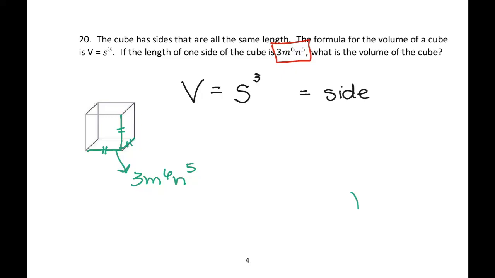So I'm going to take that 3m to the 6th n to the 5th, and I am going to take that to the 3rd power, because this is the length of my side. Then it becomes a power to a power. This 3 gets multiplied by every exponent on the inside of your expression. And if you don't have any exponents, you put a 1 on it.